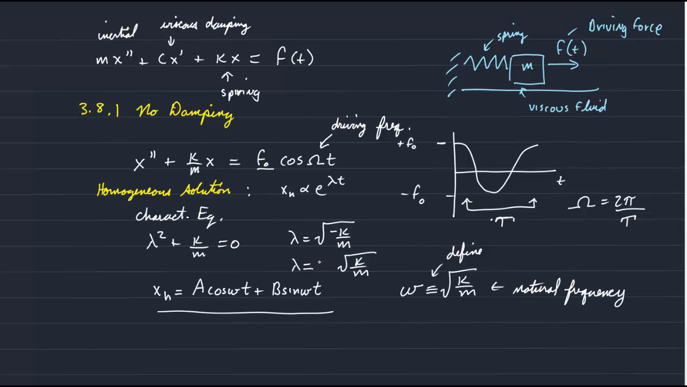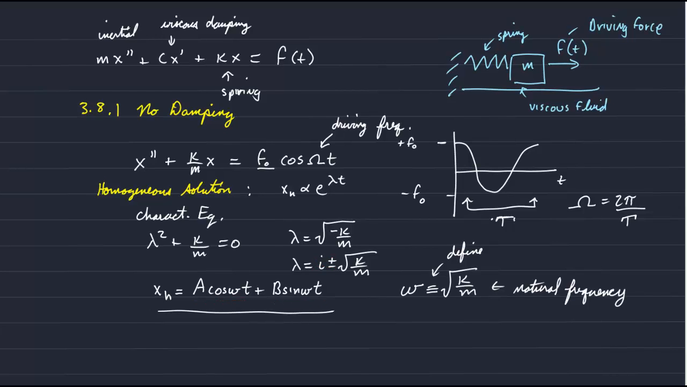So let me make sure we get this corrected. Plus and minus i times the square root of k over m. And when we raise e to the plus i square root of k over m and add that to e to the minus i times the square root of k over m, we can rewrite those two linearly independent functions in terms of the linearly independent functions cosine and sine.